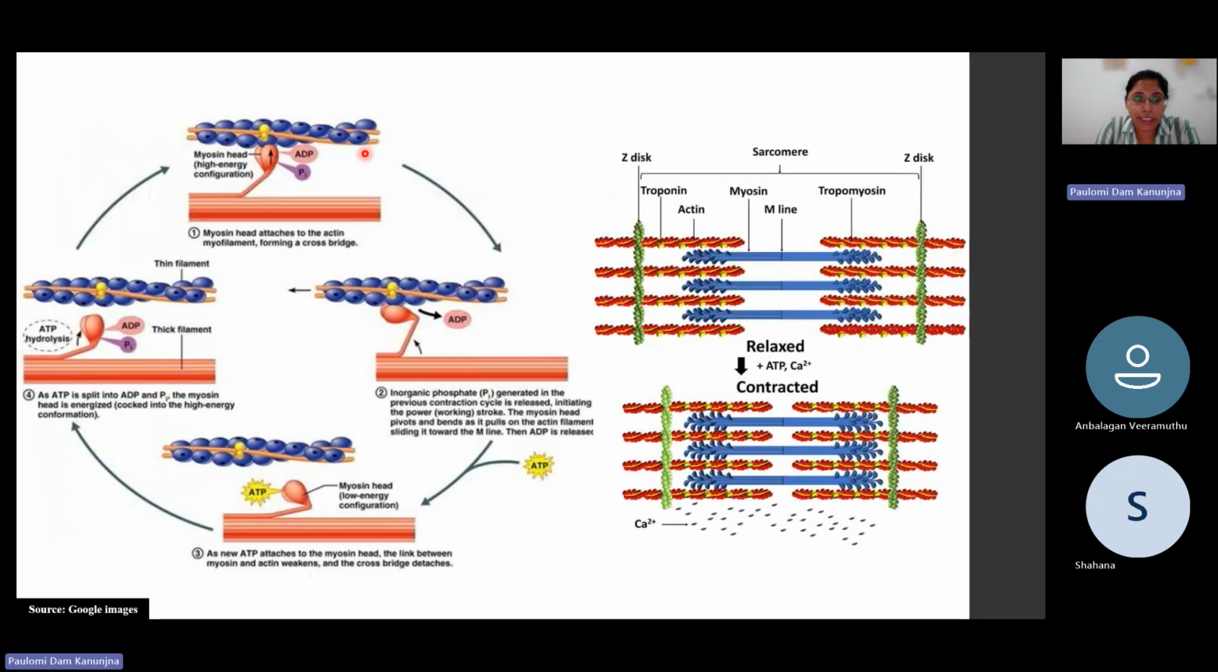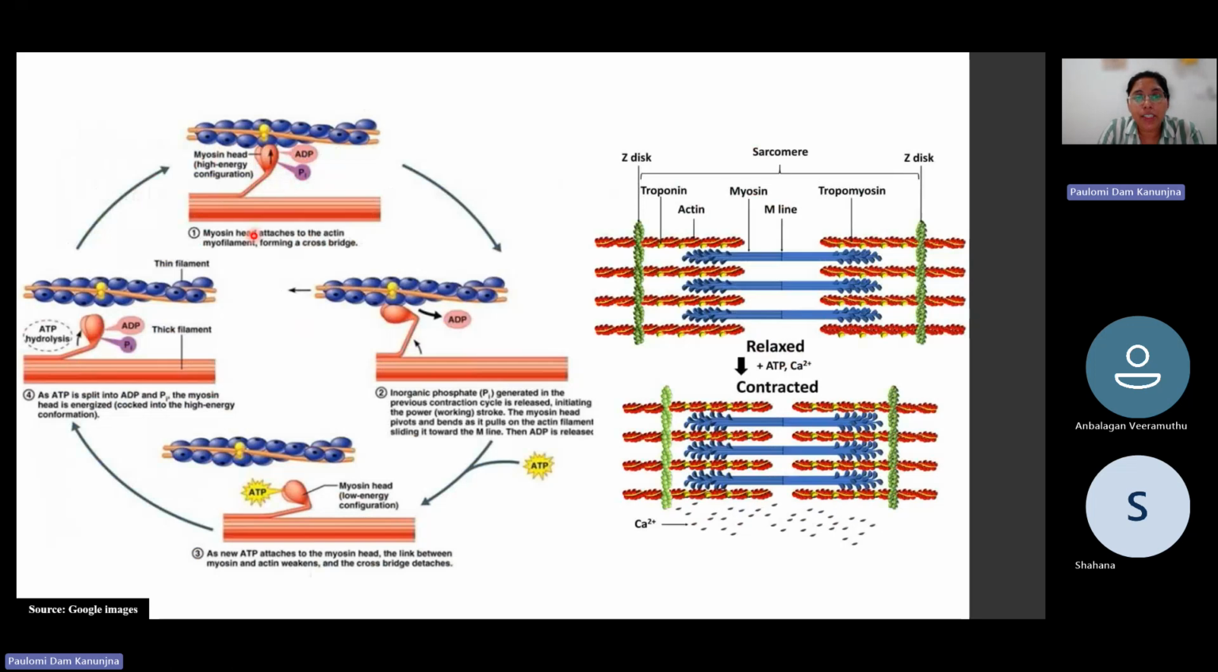Okay, so see here. The first thing is your myosin. This is a thick filament. This is a thin filament. Okay, red and blue. This is your myosin head. They look like this, something like this. And in this myosin head, you have ADP and ATP. So you will now see hydrolysis.